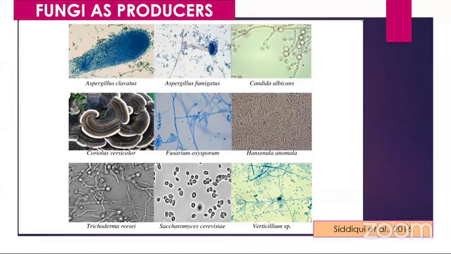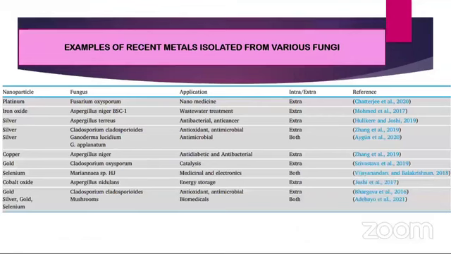And here you can see Coriolis is a mushroom, Fusarium, Trichoderma, and yeasts like Saccharomyces and Hansenula, Candida species, and Verticillium species. In the next slide, you will see examples of metals isolated from various fungi, like platinum, iron, silver, copper, gold, and so on. Here you can see the fungus which we selected for the isolation of nanoparticles, their application, as well as their differences. So moving on.